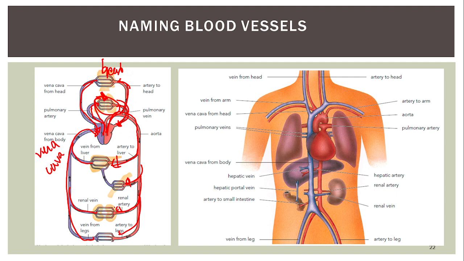Now let me just tell you the important thing you need. The blood vessel which takes blood towards the kidney or away from the kidney is known as renal vein or artery. And the same for liver. The artery or vein that takes blood towards or away from the liver is called hepatic.